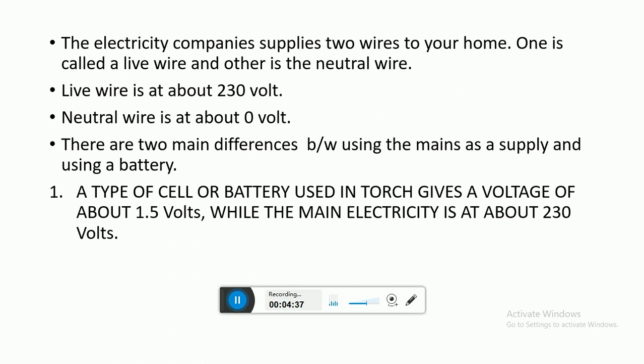But at the same time, if we compare it with the main supply, electricity is about 230 volt. And keep in mind, the battery is actually a combination of two or more than two cells. Over there, the voltage of each cell will increase the net voltage of the battery. This is the first difference.